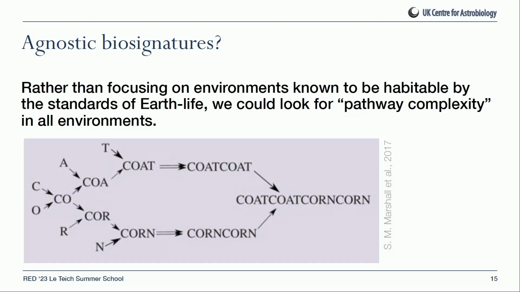If your string is a DNA molecule, it's a lot of steps. If your string is "coat, coat, corn, corn," it's 4 steps or something. So this gives you a way to quantify the complexity of a molecule, which might work as a biosignature regardless of what the molecule actually is. If you have a very high abundance of a very complex material, it's going to require some very specific chemical pathways to make it. That's the idea anyway.